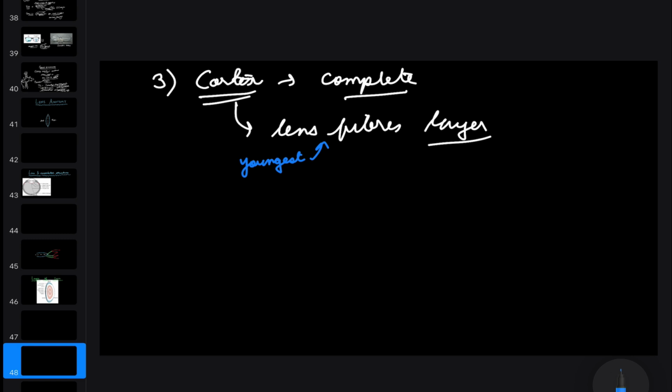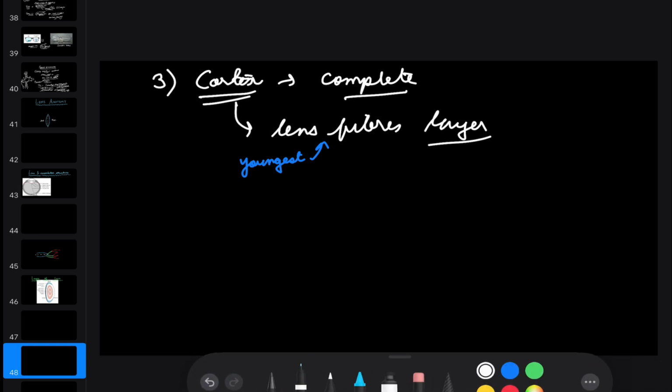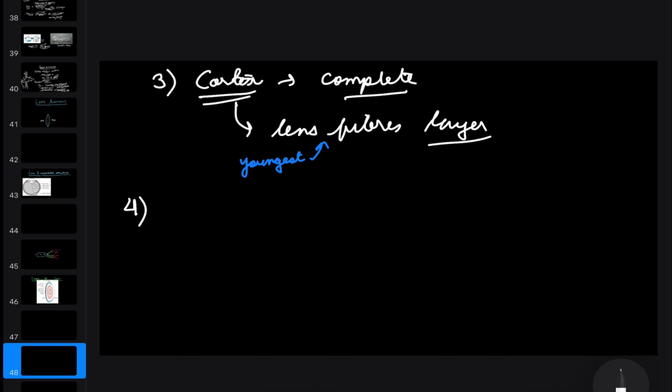Okay. Now let's move on to probably the most important layer, that is the innermost layer called the nucleus.